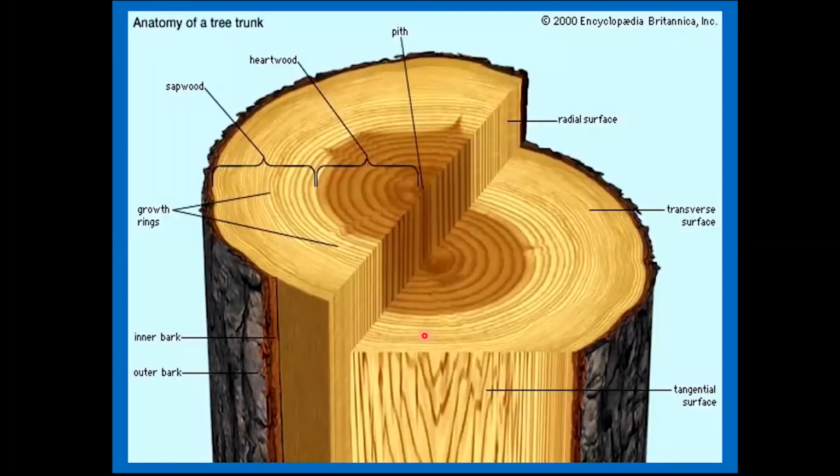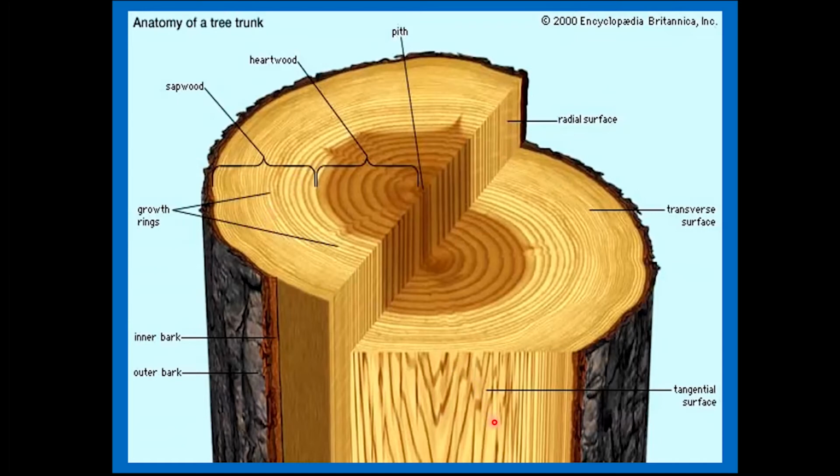Here's the cross section of a tree. Let's point out some of these things. We've got the sapwood, which is the growth period. Heartwood is that middle section that's been around a while. Sometimes there's a pith right down the center. These are growth rings, meaning that every one of these rings is a year.